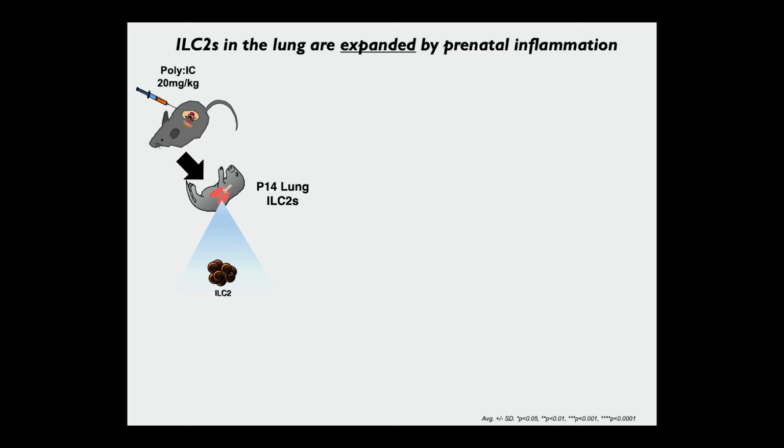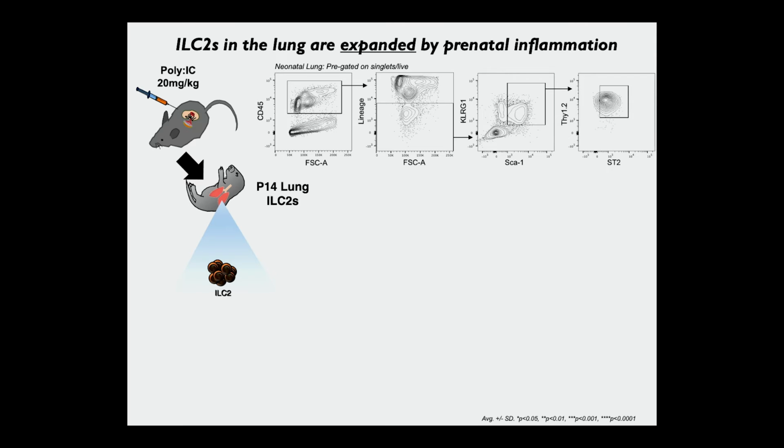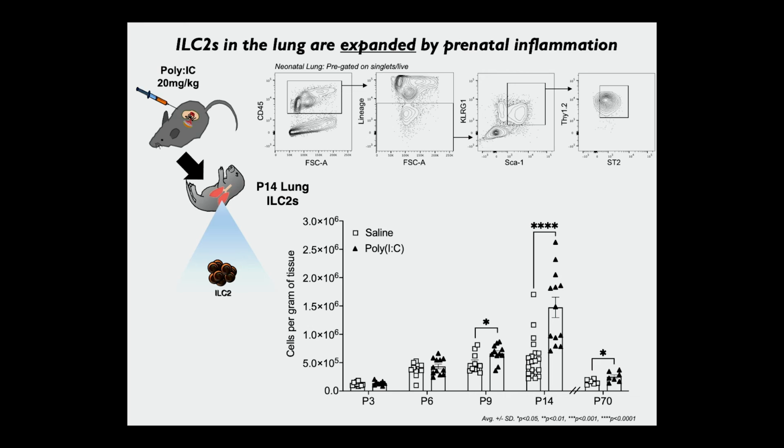So this project arose because we were doing these kinds of experiments, and Diego was like, hey, I want to look in the lung. And what he found, and this is just our gating strategy for these cells, is that these ILC2s were also, like our innate-like lymphocytes in the peritoneal cavity, significantly expanded in the postnatal lung in response to prenatal inflammation. We begin to see expansion at postnatal day 9.